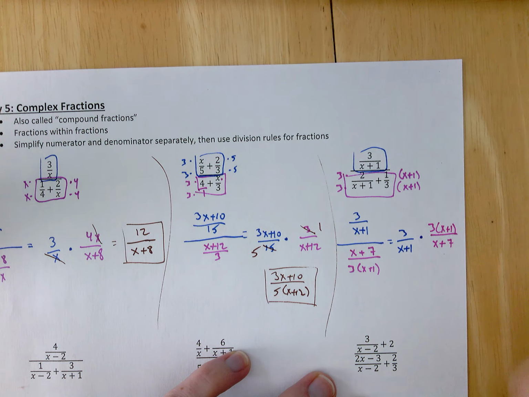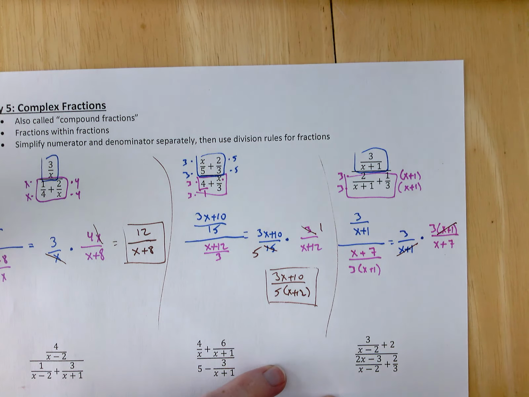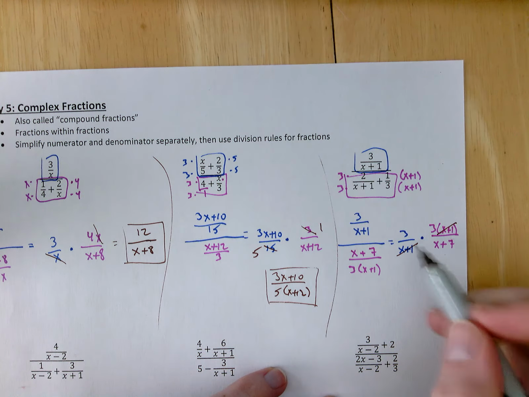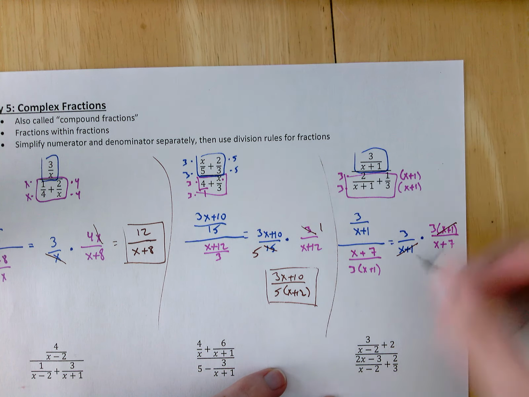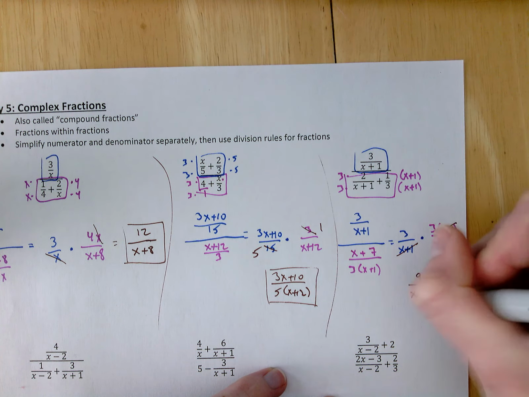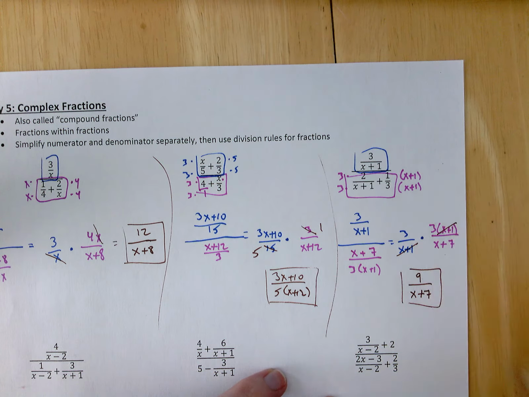And then again, look for any common factors that you have that will cancel. In this case, the x plus 1s will cancel. The 3's don't cancel because they're on the same level with each other. So that's going to multiply to 9 and then x plus 7. And there we go.